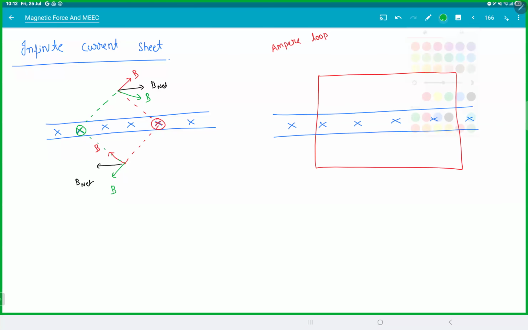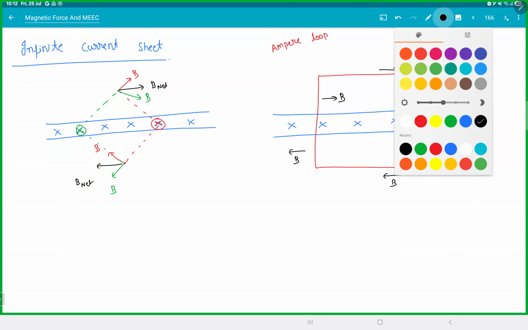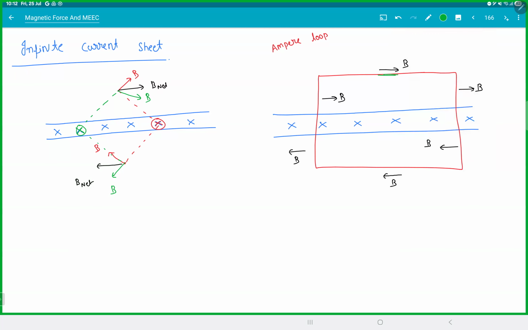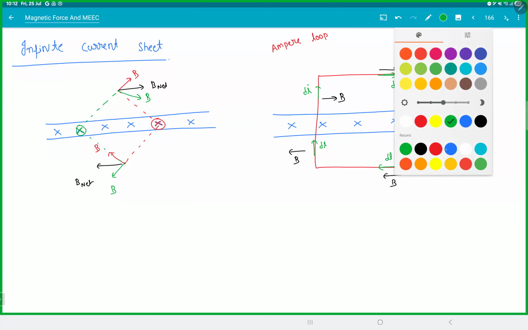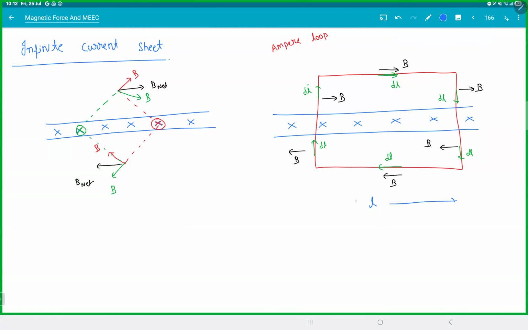So here the magnetic field B will be this way. Here B is this way. Here B is this way. And if you look at dl here, this will be dl. Here dl is perpendicular. Again, dl is parallel. dl is perpendicular. So the B and dl are parallel only on the horizontal parts. And let the length be L.